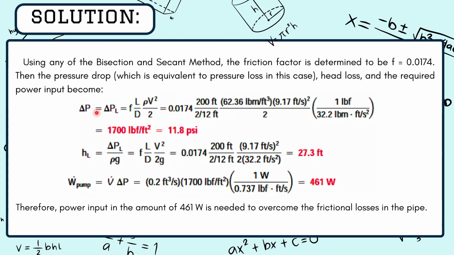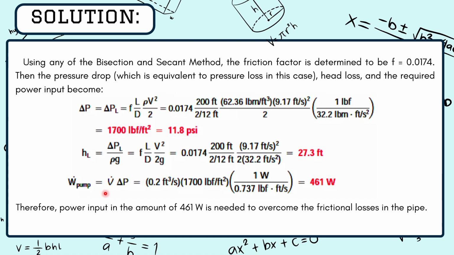Then for the pressure drop, we use this formula: friction factor times L over D times density times velocity squared all over 2. When we simplify this equation, we get the pressure drop of 11.8 psi. And the head loss is equal to the pressure drop, the change in pressure, all over density times g, or f times L over D times V squared all over 2g. When we simplify this equation, we get the head loss of 27.3 feet.